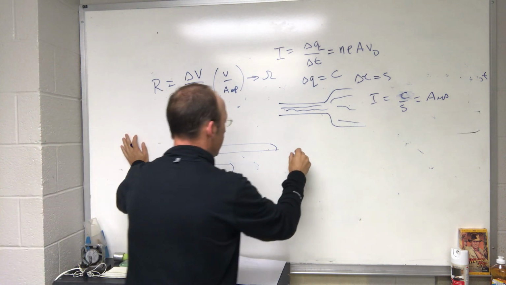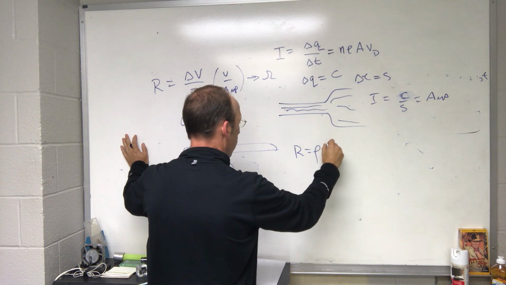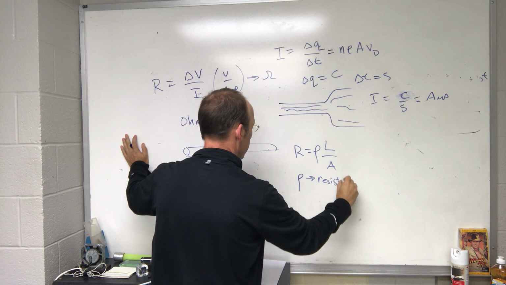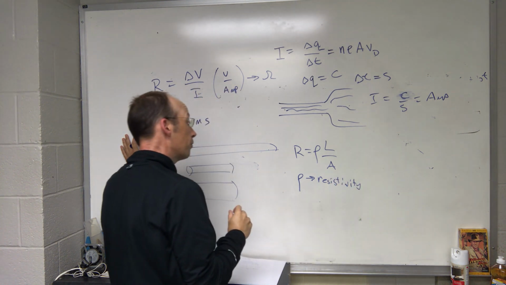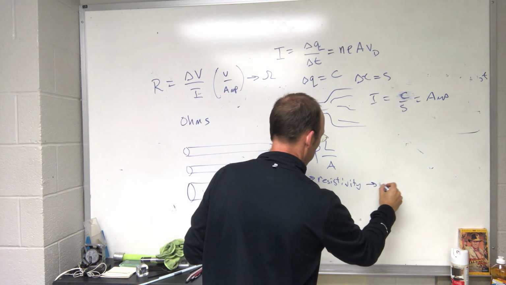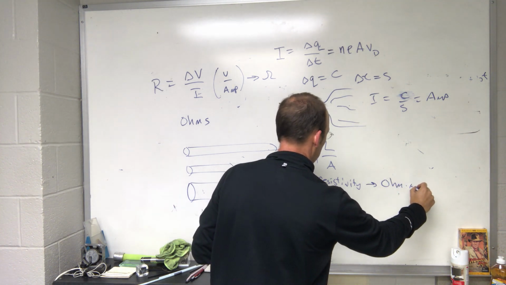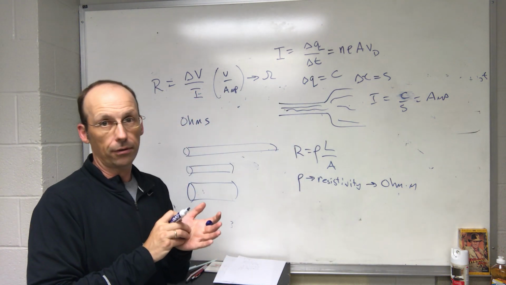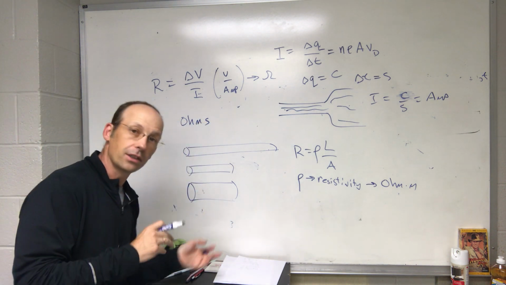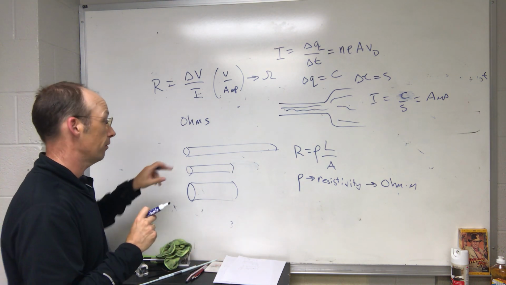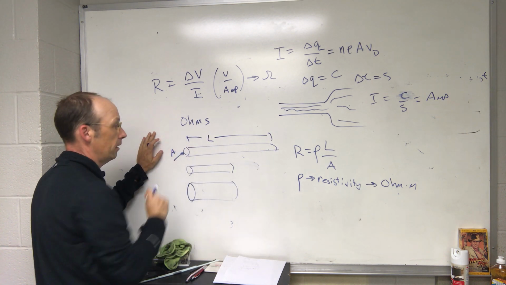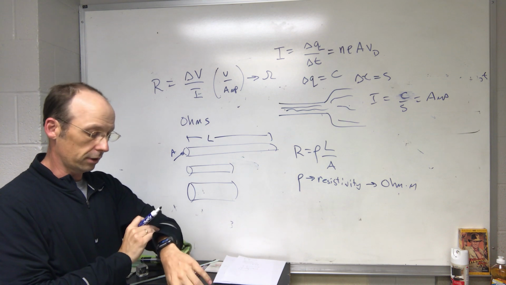So we have the following definition for resistance. Resistance is rho times L over A, where rho is the resistivity in ohm meters, and it's a measure of the material properties. So if this is copper, it's going to have a different resistivity than if it was gold or silver. Those different metals have different properties. And then the length of this is L, and the cross-sectional area is A. And I can use those to find the total resistance.